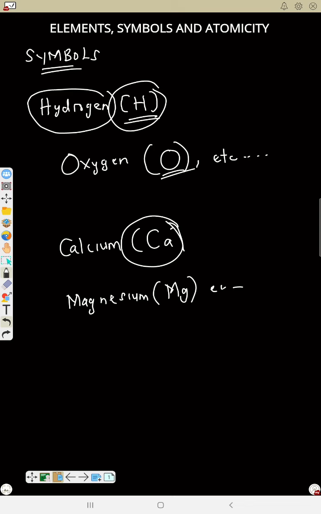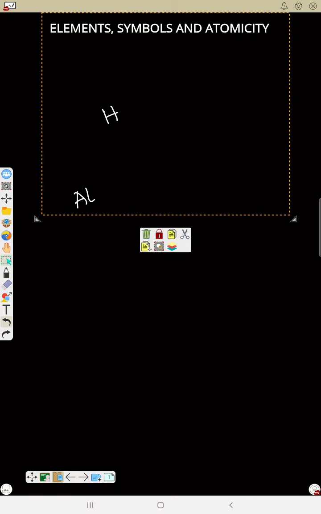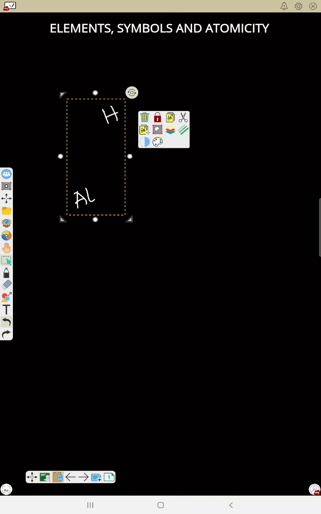Now let's see atomicity. Before we see atomicity, just know that a symbol is just a means of representing elements. So instead of writing hydrogen, I'll be writing H. Instead of writing aluminum, we'll be writing Al. So a symbol is just to make our chemistry easier in terms of writing the elements. We'll be using the symbols instead of writing them in full.